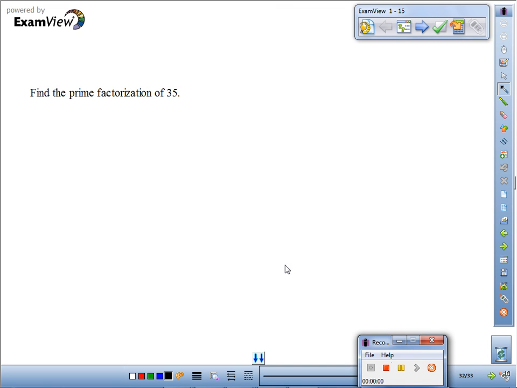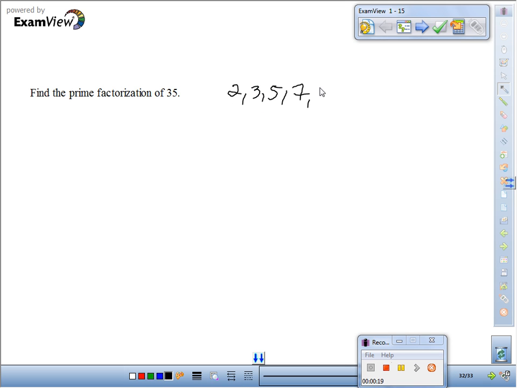Number 1 says, find the prime factorization of 35. Find the prime factorization of 35. For this one, you have your own method. I showed you the method using the factor tree. So write your first 5 primes: 2, 3, 5, 7, and 11.